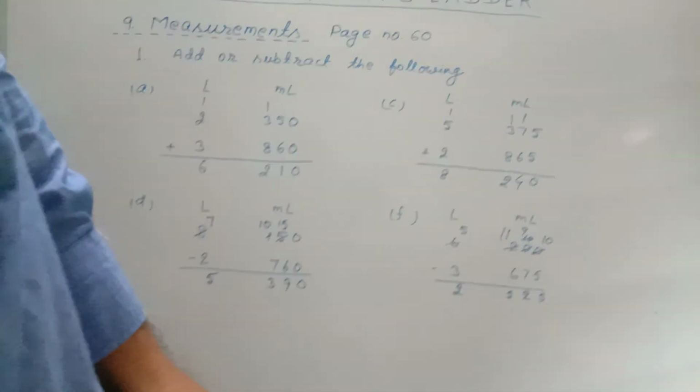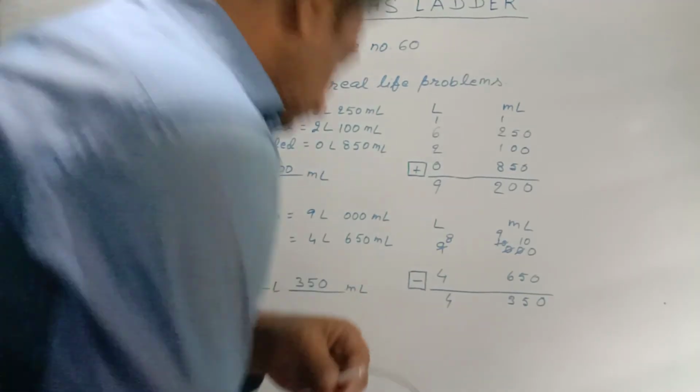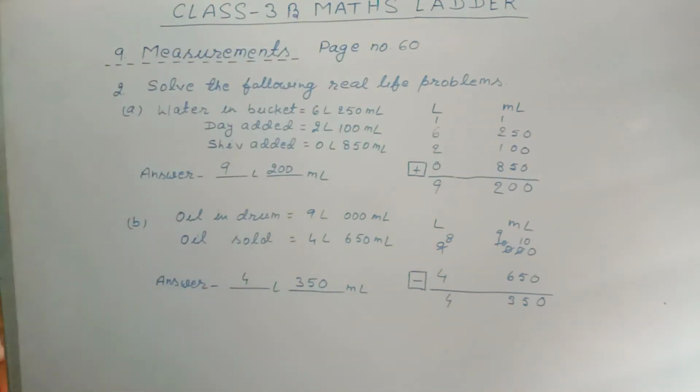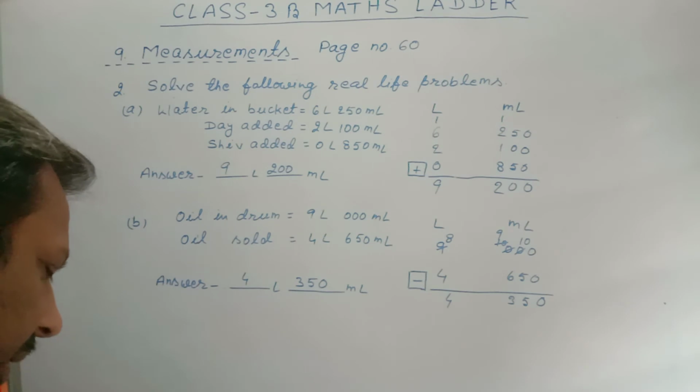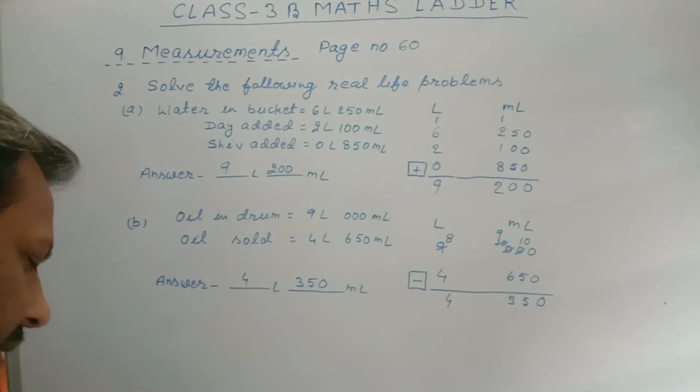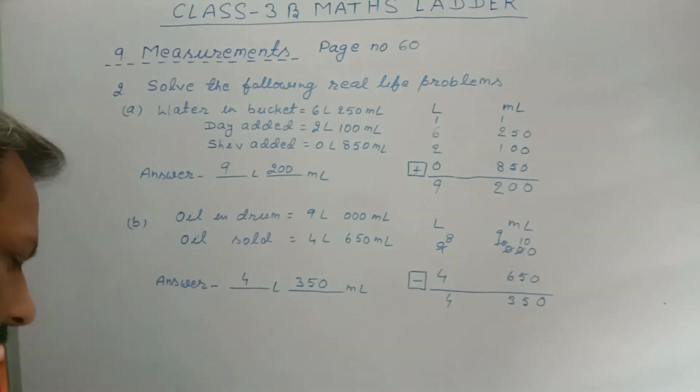In page number 60, question number 2A. The statement is: a bucket contained 6 liter 250 milliliter water. Divya added 2 liter 100 milliliter water and Shiv added 850 milliliter water in it. How much water does the bucket contain now?